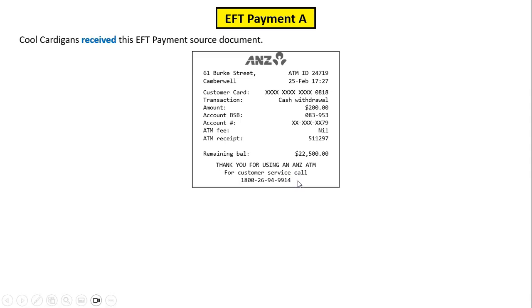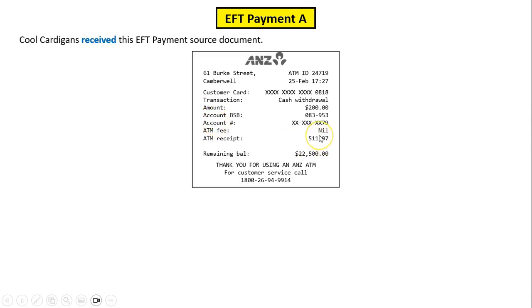This is probably the worst one because we probably get these as a person, but as a business, what would we do if we were Cool Cardigans and we received this EFT payment source document? So we can see it's some sort of receipt from the bank. There's the address of the bank. There's the customer's card number, and it says it was a cash withdrawal of $200, and we can see there's a BSB and account number. So that every bank account in Australia has a BSB and account number. You're not expected to know that.